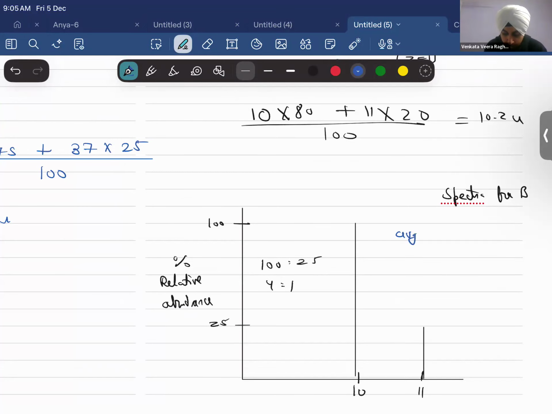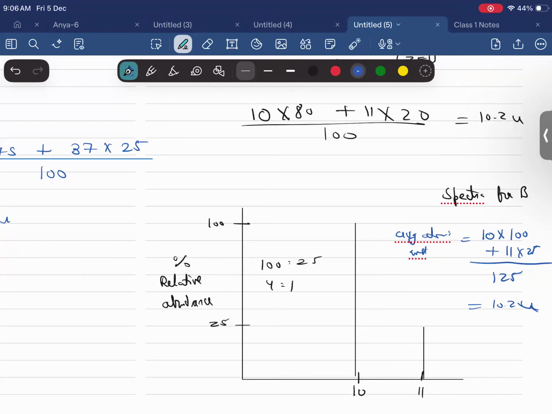It's a similar thing. Mass number 10 has 100 percent, plus mass number 11 has 25 percent, divided by the total percentage. What is the total percentage? 100 plus 25, that means 125. Done. You will again get 10.2 as the answer. This is the easiest way we can interpret a mass spectrum. Is it clear to you?